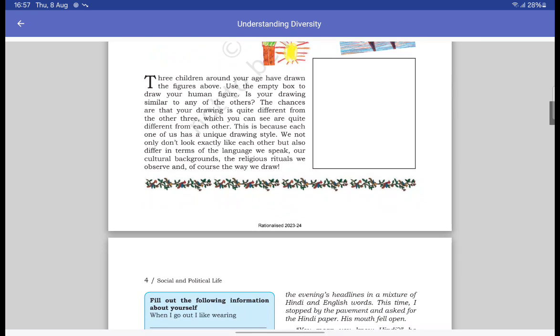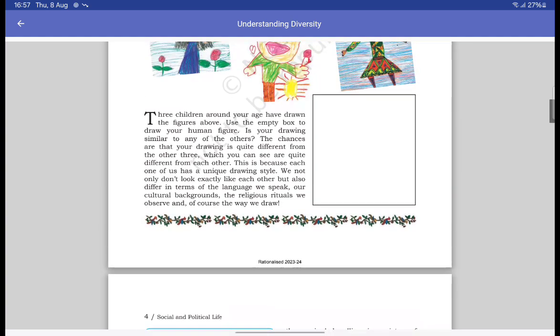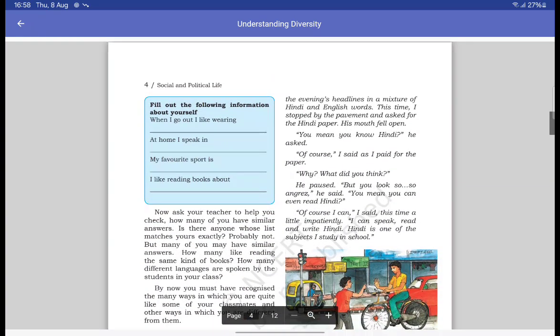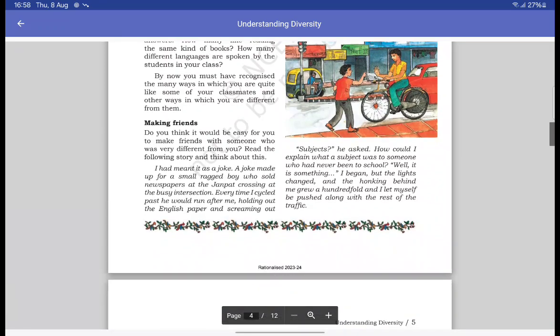Three children around your age have drawn the figures above. Use the empty box to draw your human figure. Actually, we'll just skip this, okay? We'll just start with this, making friends. Do you think it would be easy for you to make friends with someone who was very different from you? Read the following story and think about this.